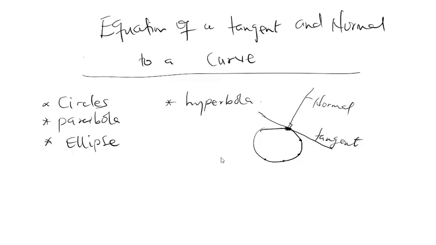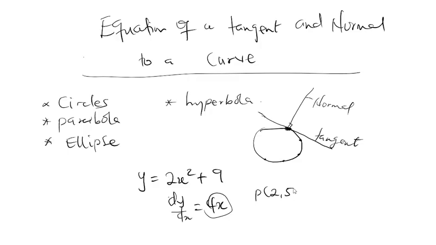Right. The first derivative evaluated at a point gives a gradient of a tangent at that point. So when you are given, let's say, y equals 2x squared plus 9, the first derivative, dy/dx, is equal to 4x. This, when evaluated at a point, let's say (2, 5), is going to give us 4 times 2. This is 8. When evaluated at this point, this number here gives the gradient of the tangent.